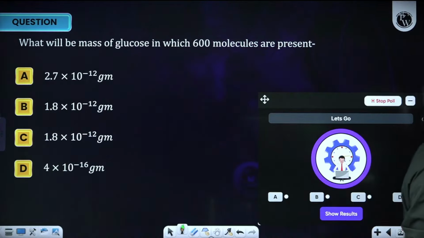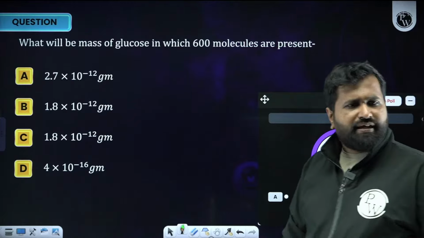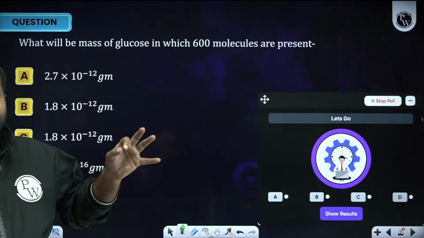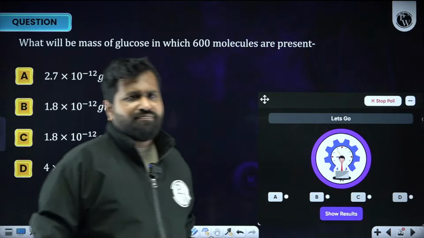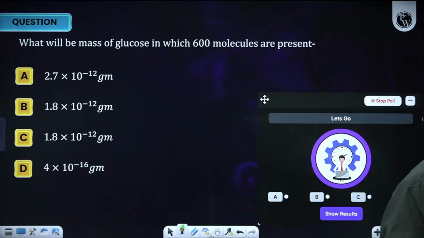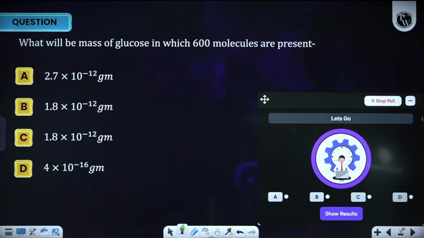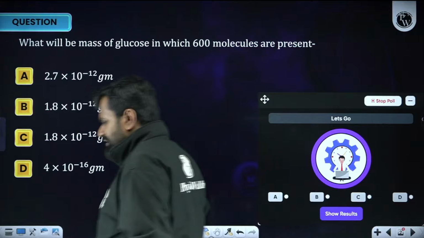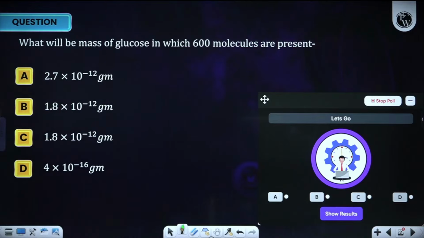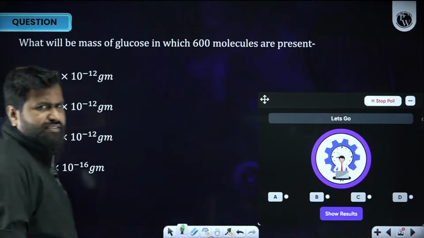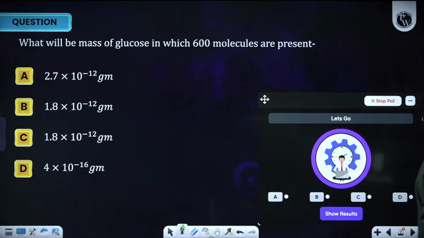600 molecules are present. I want everybody to tell the answer. See, take it like a mock test and try to solve. Good afternoon, Shailaja, very good afternoon. Yes, what, Robin? Why, sir? I think the calculation part is time consuming.